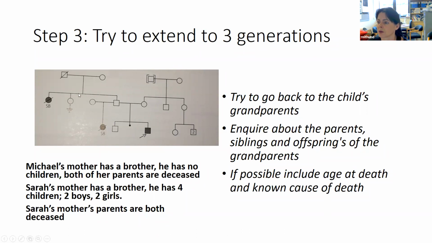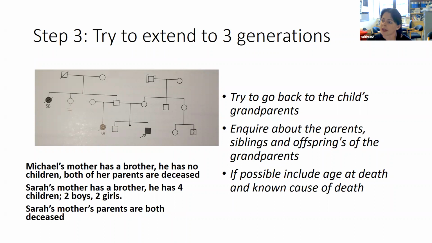In terms of Michael, we can see here that his parents also had a stillborn child, so here, and his sister has no children. This funny little arrow thing here suggests that she's had no children, and we can see here that his father is deceased and his mother is still alive.